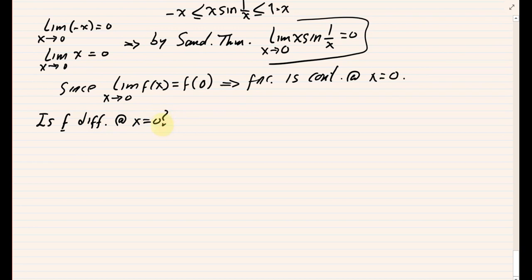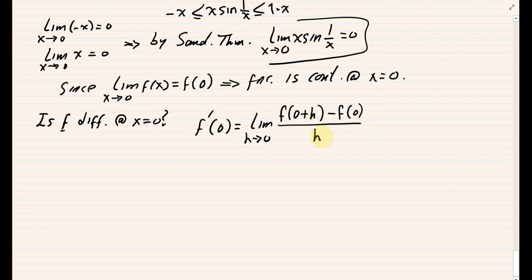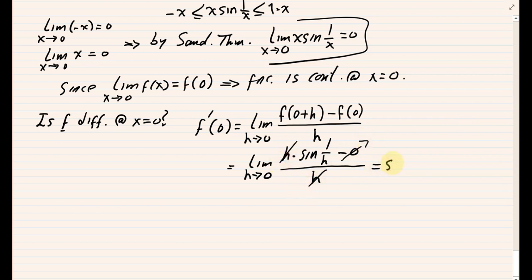In order to do this, I need to do f prime. I'm going to do the limit of the difference quotient: the limit as h goes to 0 of f at a plus h minus f at a, divided by h. This equals the limit as h goes to 0 of h times sine 1 over h, minus f at 0, which is 0, divided by h. f at 0 plus h is just h, so I just plugged in h for x. Well, this is all gone, so I can cross out the h, and this becomes simply the limit of sine 1 over h as h approaches 0.